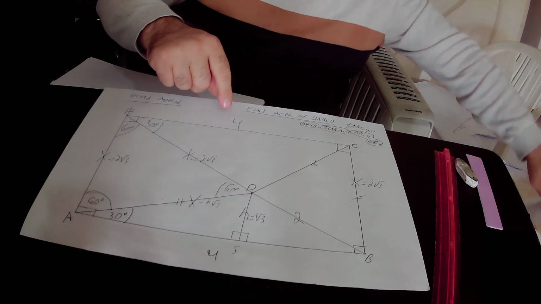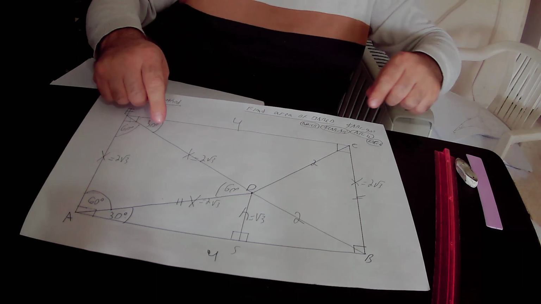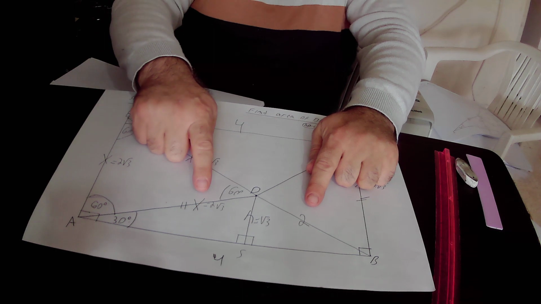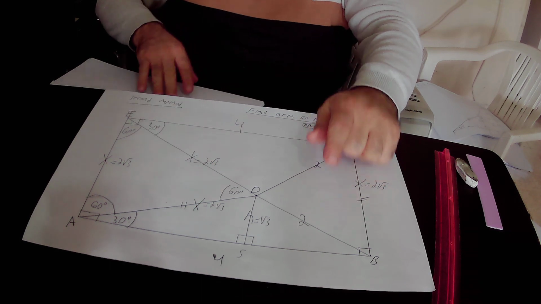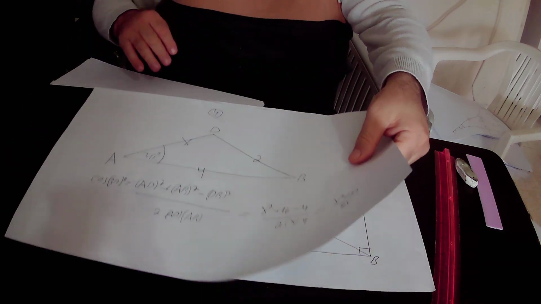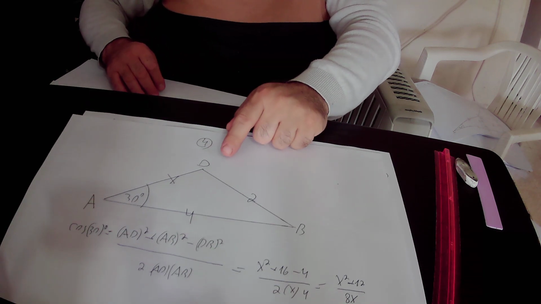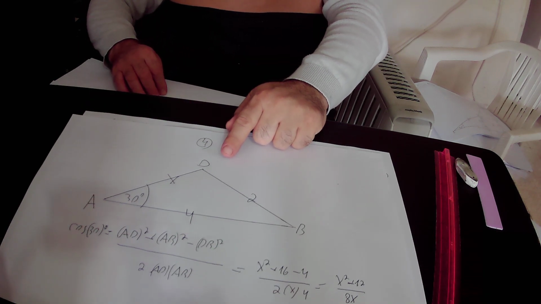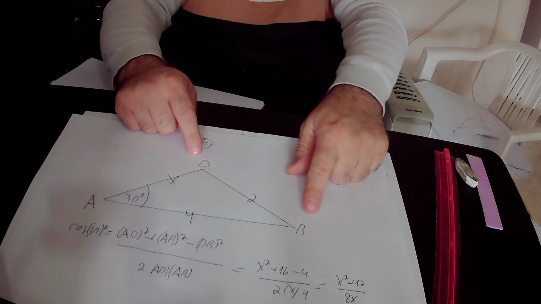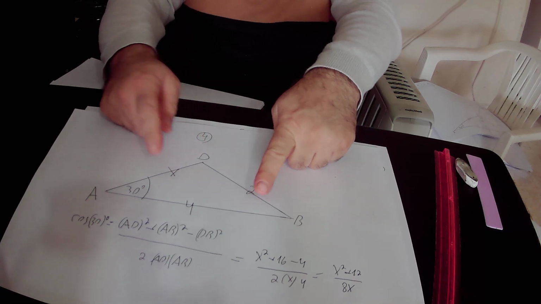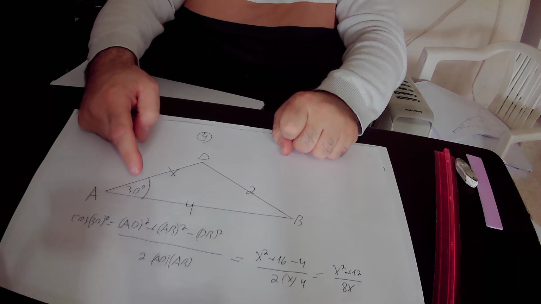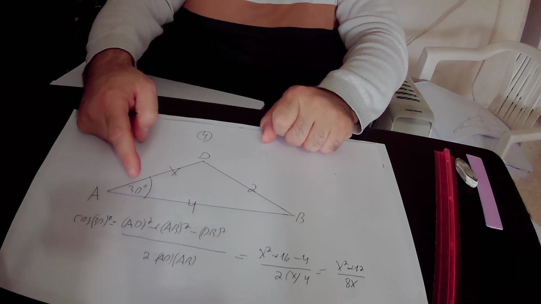Now we can apply the law of cosines on triangle ADB. I drew triangle ADB on a new page. We know that AD equals X, DB equals 2, and AB equals 4 units, and this angle DAB equals 40 degrees.